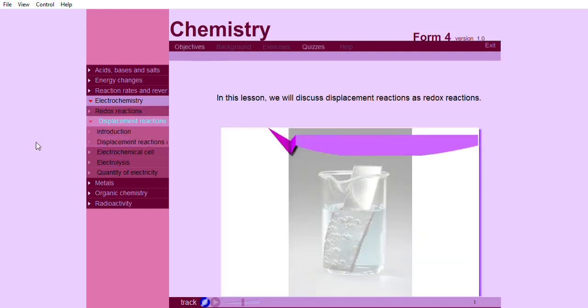In this lesson, we will discuss displacement reactions as redox reactions.